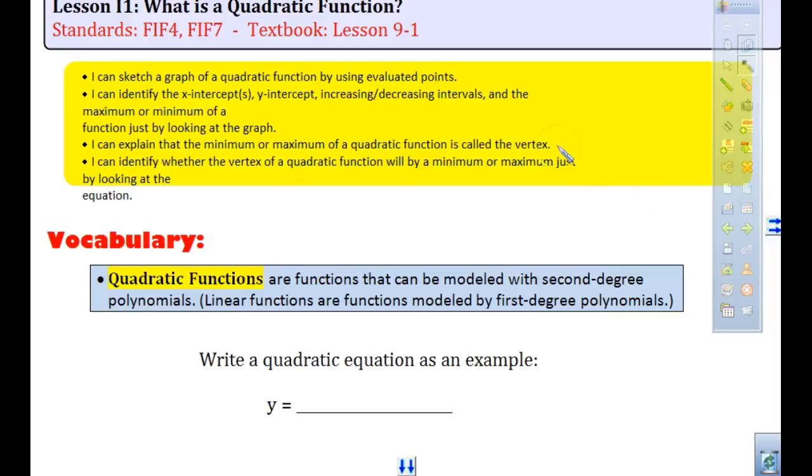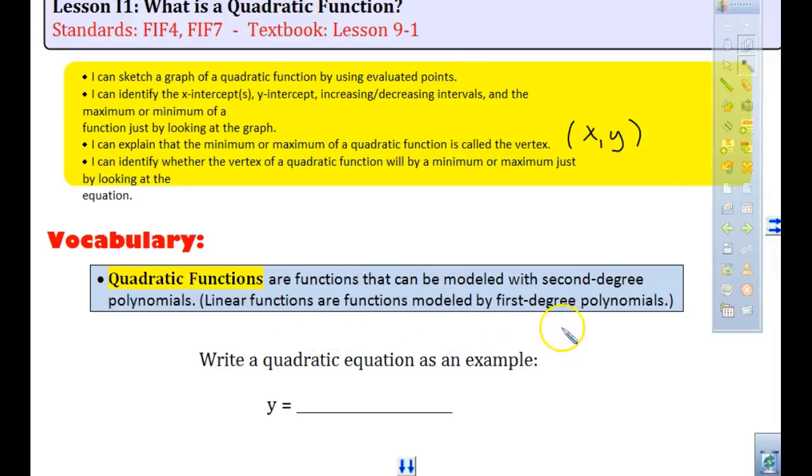It's called our vertex. The vertex is always going to be an ordered pair. Okay, it's always going to be an x, y. We're going to start looking at that today. And then I can identify the vertex of the quadratic if it's a minimum or maximum just by looking at the equation. So, quadratic functions are functions that can be modeled by second-degree polynomials.